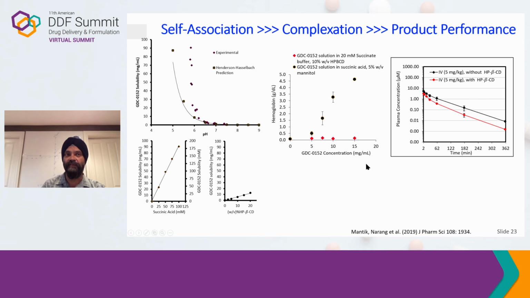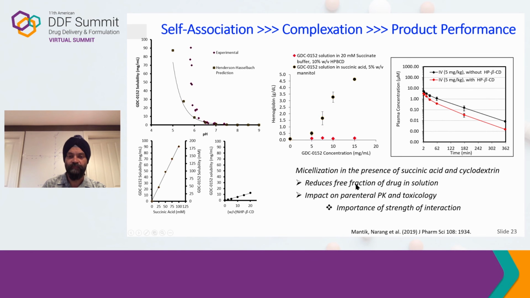Taking all these data together, what we start to think is there is a role of drug cyclodextrin complexation in such a way that those micelles that are formed, or those self-association structures that are formed in the presence of succinic acid and cyclodextrin, reduce the free fraction of the drug in solution and impact parenteral PK and toxicology. And this is really focused on how strong the interaction is. In our case, we believe that presence of these key excipients increases the strength of interaction.